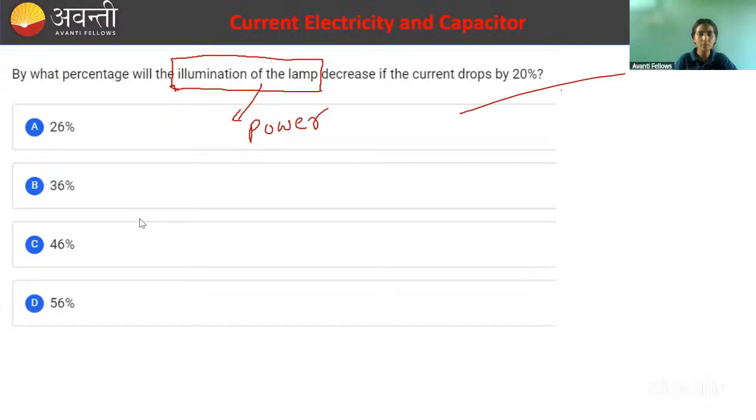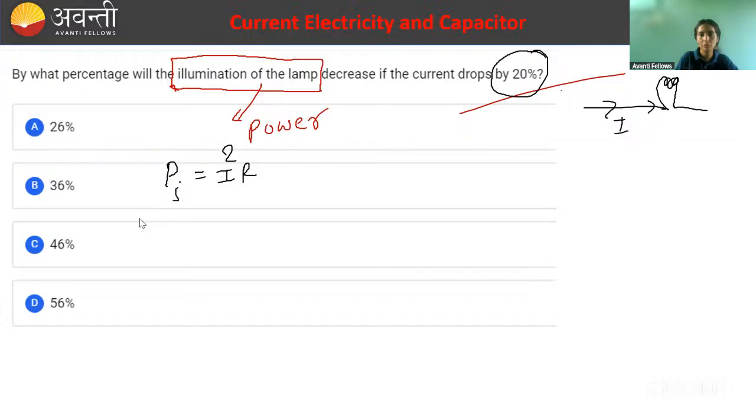Okay, let's spot it. No worries, you people tried it, that's very good. So if current is dropping by 20%, then by what percentage will illumination, that is power, decrease? If current decreases by 20%, by what percent will power change? That we have to calculate. Tanush, that's not correct. So initially let's say there is current I flowing through this lamp. Let's say this is your lamp. What will be the power initially? I square R. So this is your initial power.